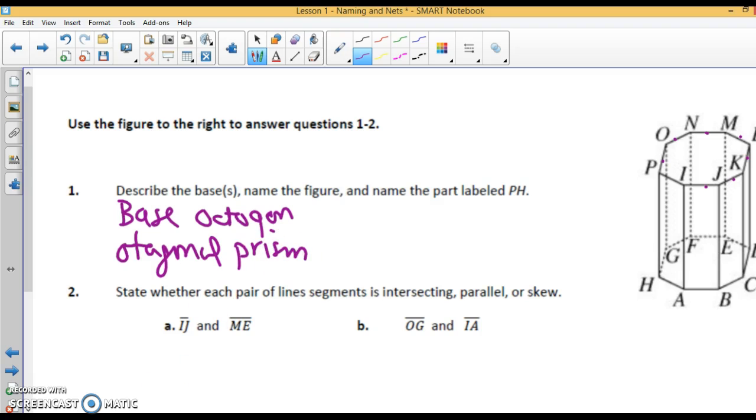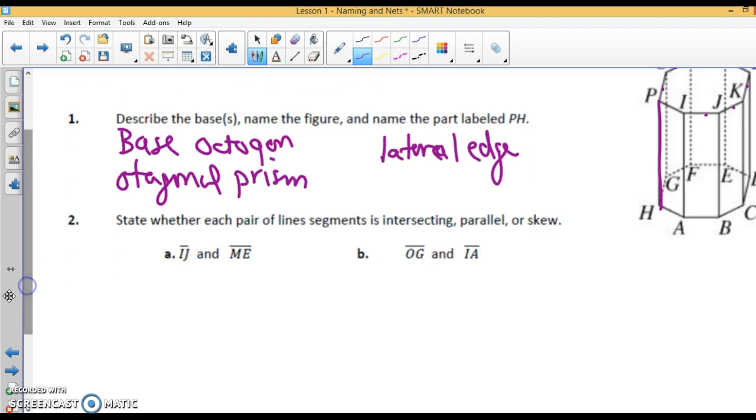Because it's a prism, it's got two bases. And name the part PH. Here's PH. That is a lateral edge. These are the bases. These are all the lateral faces.